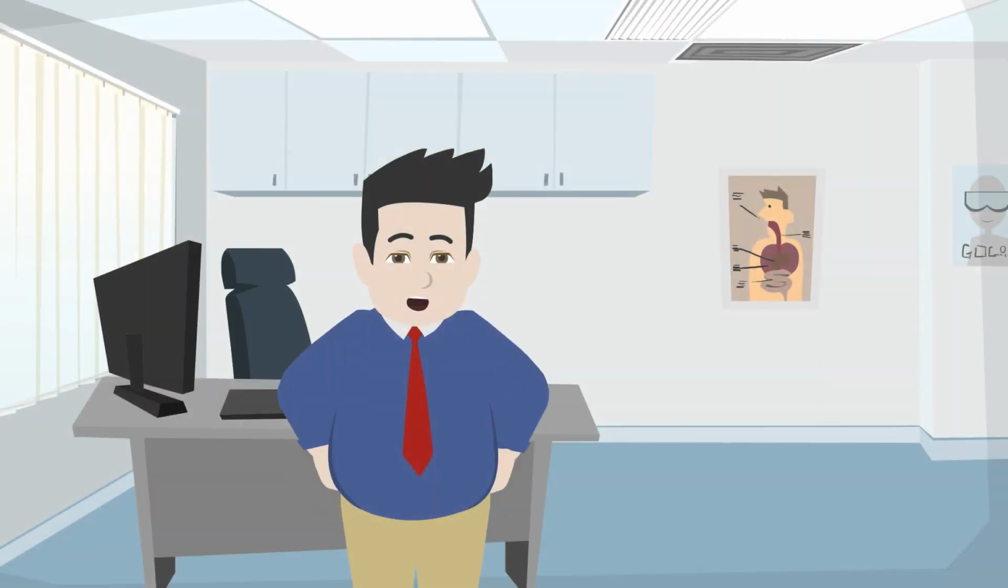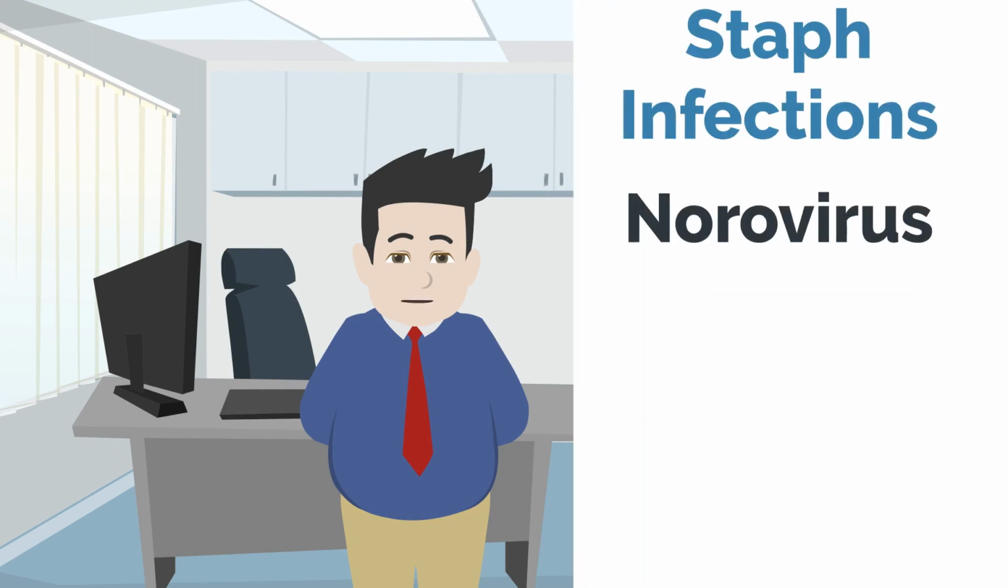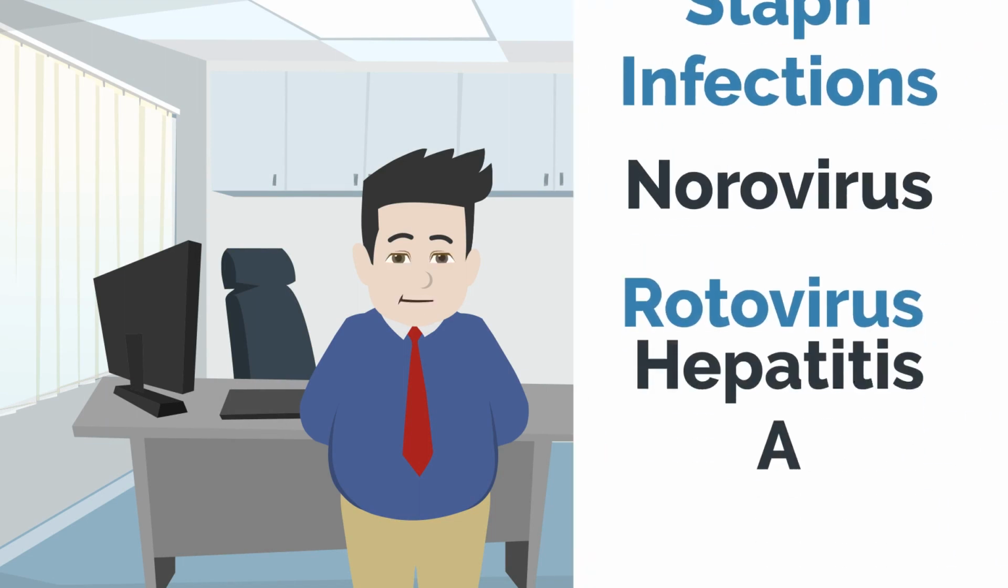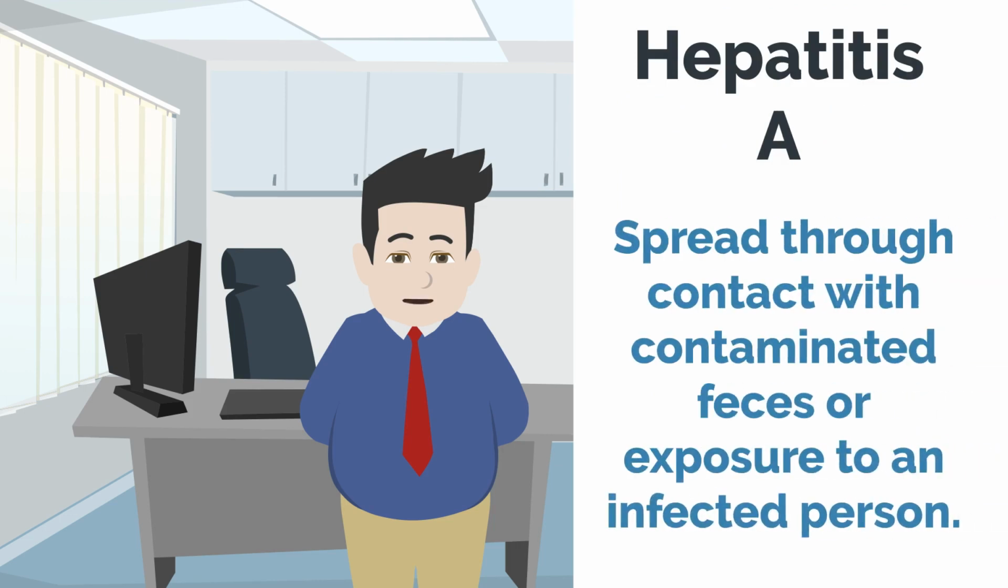Other illnesses that are commonly spread through contact include staph infections, norovirus, rotavirus, and hepatitis A. Hepatitis A is spread through contact with contaminated feces or direct exposure with an infected person. Symptoms occur around 4 weeks after exposure and can last up to 2 months. Fortunately, a vaccine is available for hepatitis A.